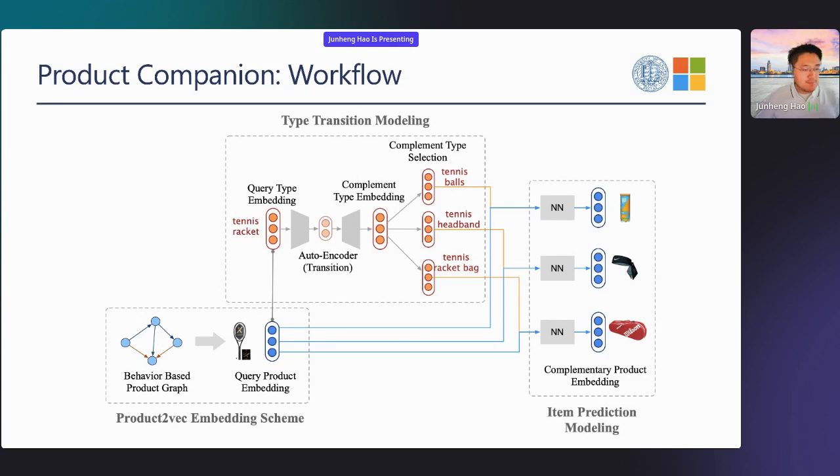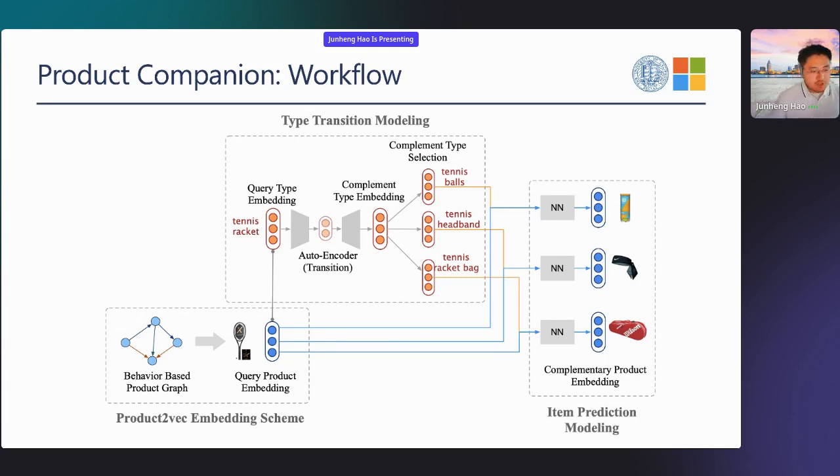So there are 3 modules. First one, we have a backbone to initiate product embedding from the product log features. Next is about type transition modeling, going up to infer complementary types. And then combining the complementary types and the query item itself, we come back to the item level to recommend specific items.